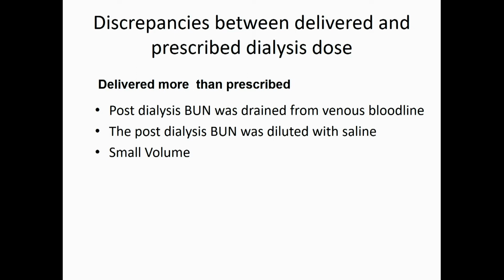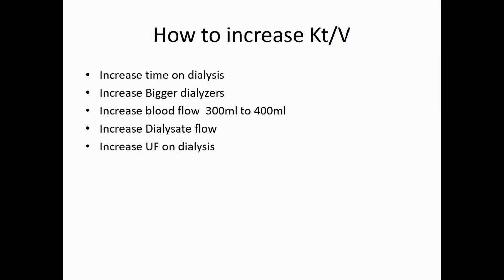It may be that the pre-dialysis BUN was drawn from the venous bloodline, so your BUN is coming very low, and it is a small-volume person, then it is possible. So a sample diluted with saline, all these are possible when you are getting a very high Kt/V which is not explainable. So how can you increase the dialysis Kt/V?